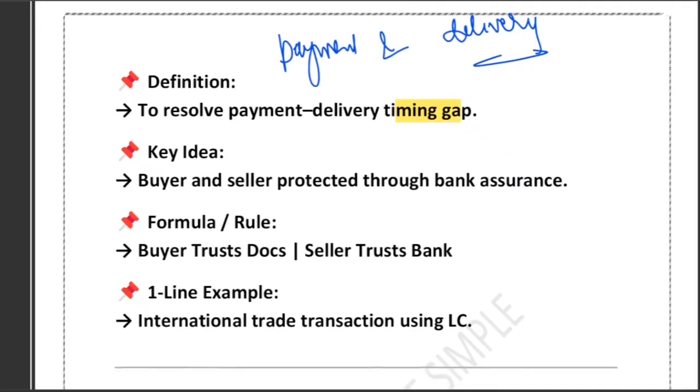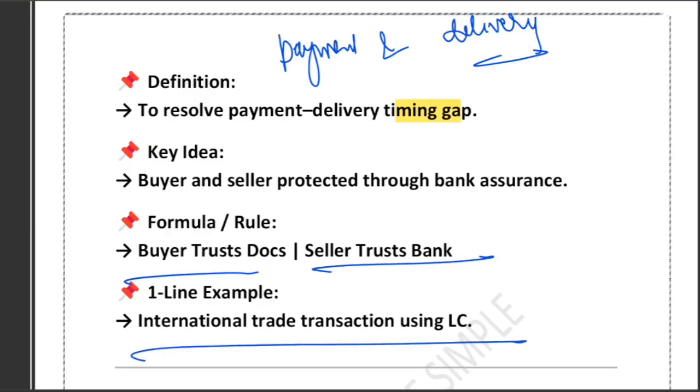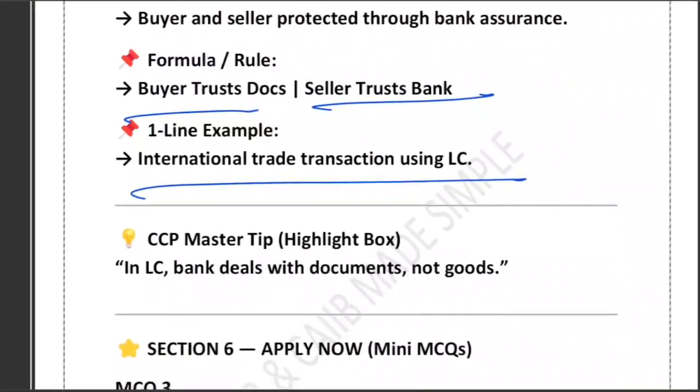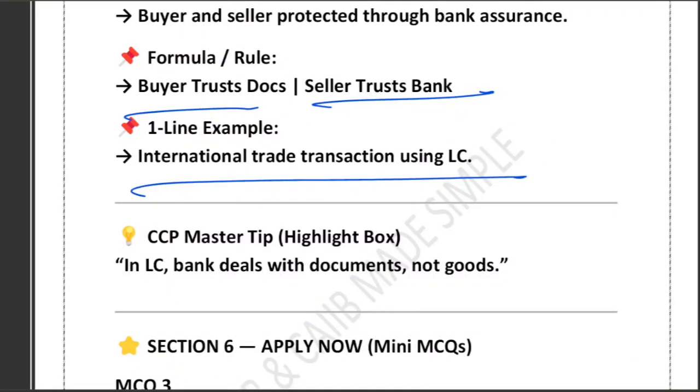The seller trusts the bank, the buyer trusts the document. The formula is that the buyer trusts the document and the seller trusts the bank. For example, in international trade, buyer and seller may not know each other, but LC makes the transaction safe. That is the role of LC. So the master tip is that in an LC, the bank deals with the documents, not the goods. This thing is very, very important.